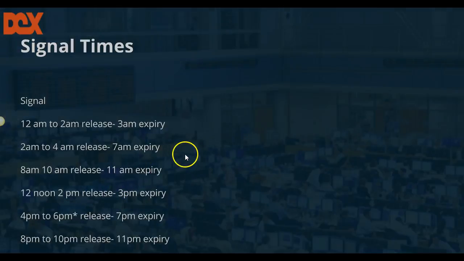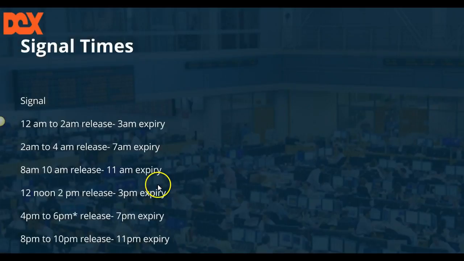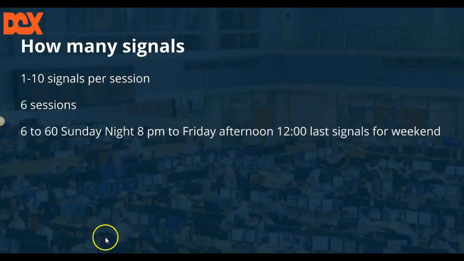Okay, signal times. Let's talk about that. They come out 6 times a day. Now we got this down to where, if those signals trigger something, there might be 1 to 10. Has there ever been 0? I don't think so. In the past 7 months we've been testing, there's always been a signal that comes out during the time frames listed here. This time frame is also in your tools section in your member portal. Each one of these times has 1 to 10 signals per session. So there's 6 sessions, so 6 to 60.